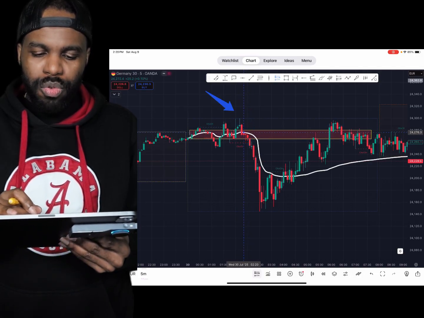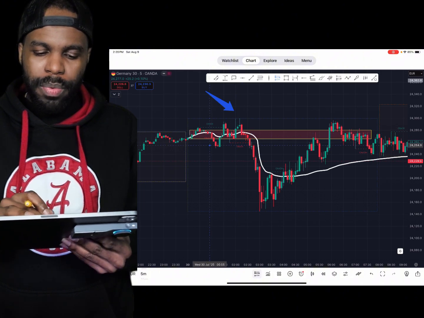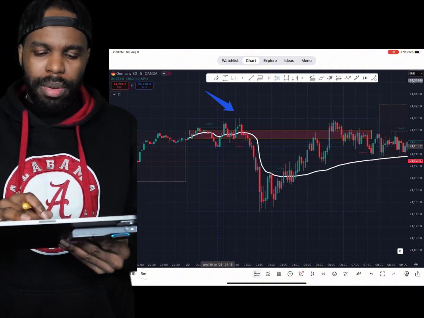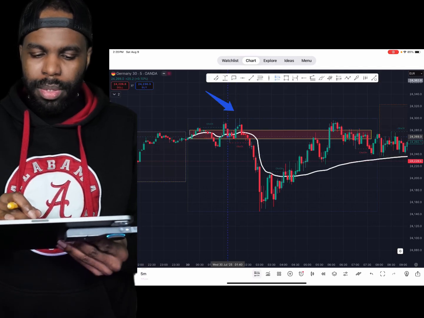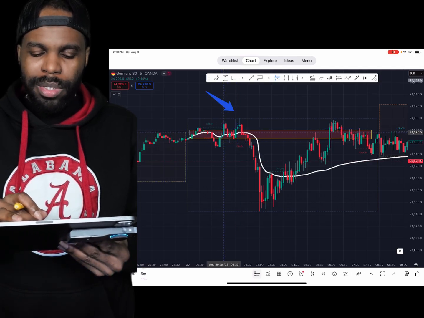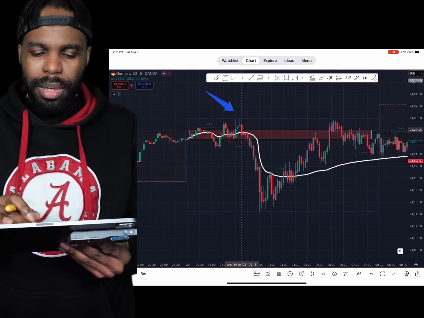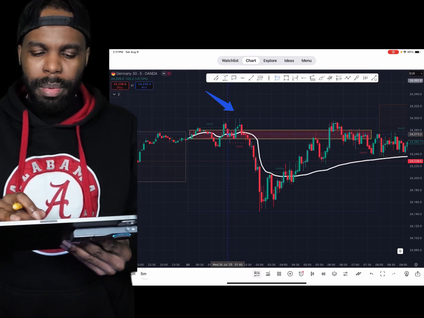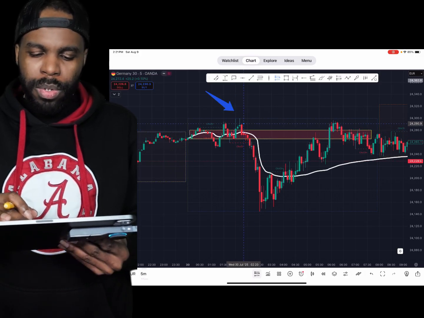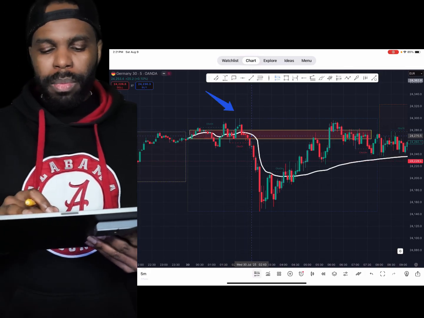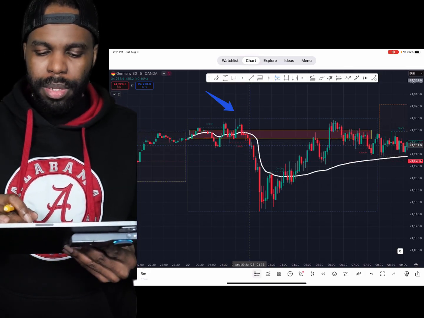from the time that I drew my breaker block, because you might be wondering why you didn't take it here. Well, one, I did it from here. I had the horizontal line here, from here to here. Whatever is between that, that's going to be my breaker block. Okay. So once I see the break of the VWAP and the breaker block, I'm getting in the trade.